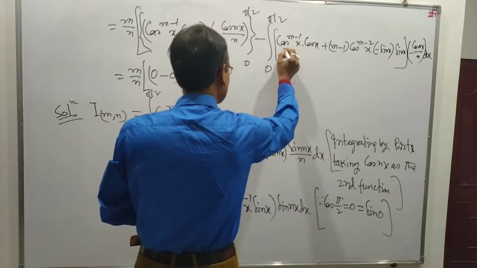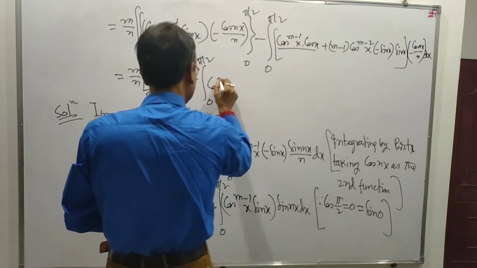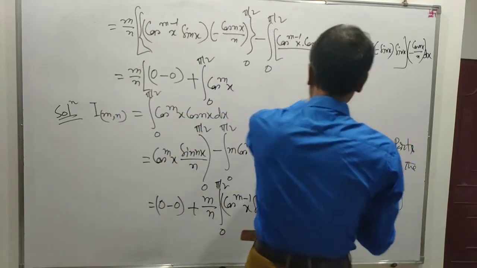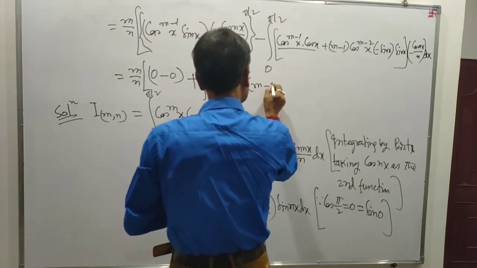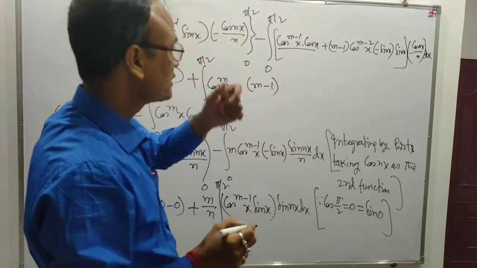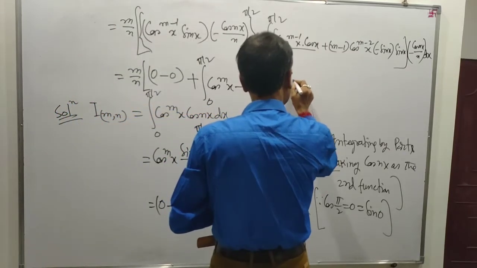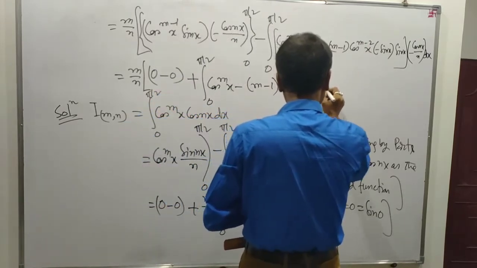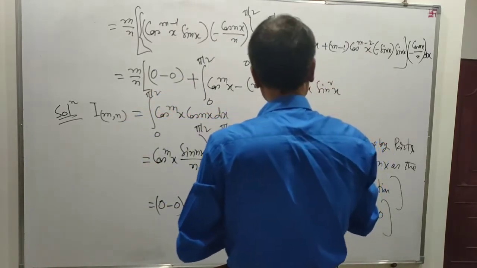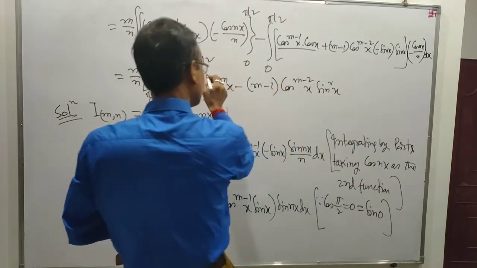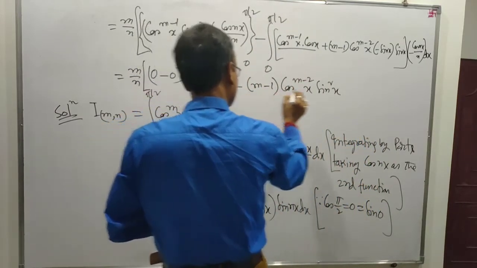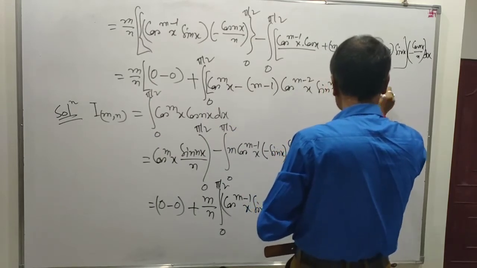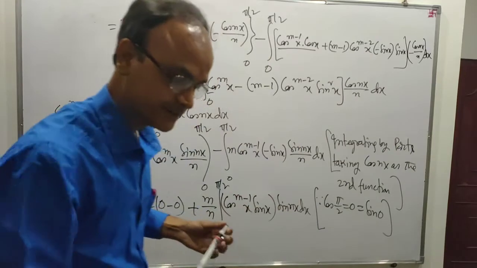Plus the integral from 0 to pi by 2 of cos to the power m x, minus m minus 1 cos to the power m minus 2 x into sin square x, and it will be cos nx divided by n.